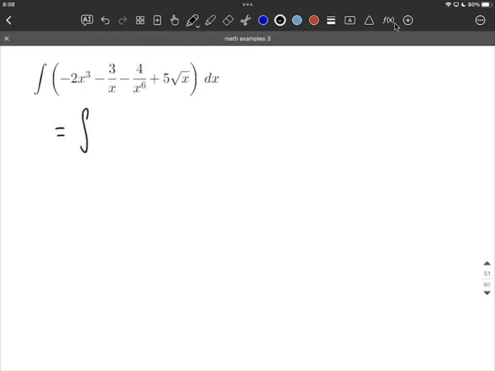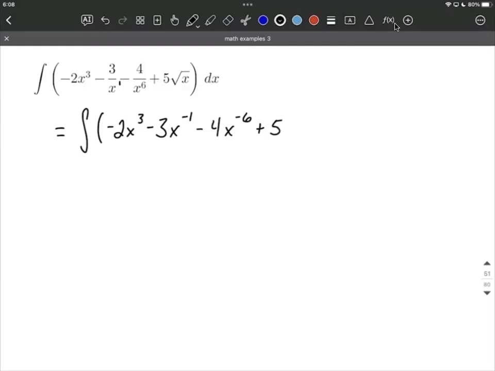So what I'm going to do first is just go ahead and bring along that first term. I'm going to rewrite that second term because it's x to the first power. I'm going to bring the 3 along, but move that x up to the numerator, so it's x to the negative first power. Next, bring along the minus 4. Move the x to the 6 up to the numerator by using a negative 6 for its exponent.